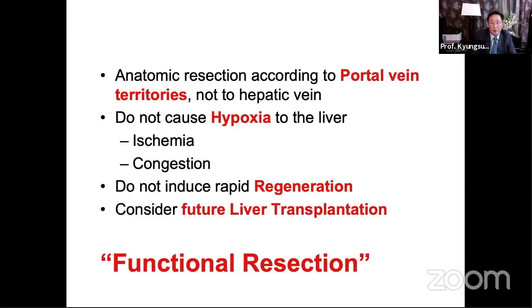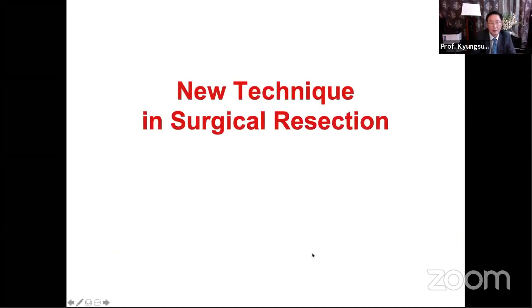So in summary, for oncological surgery, we have to do anatomical resection according to the portal vein territories. Also, we have to consider problems such as hypoxia and regeneration, and future liver transplantation. And from now on, I'd like to introduce some new techniques in surgical resection.